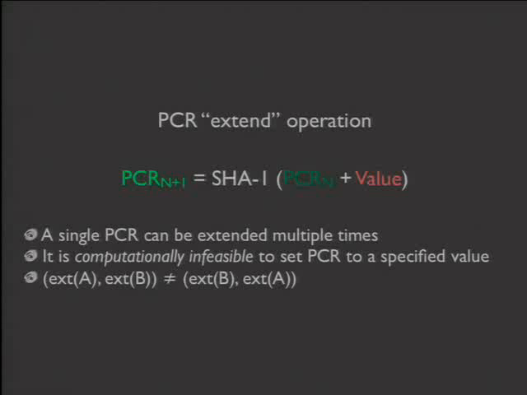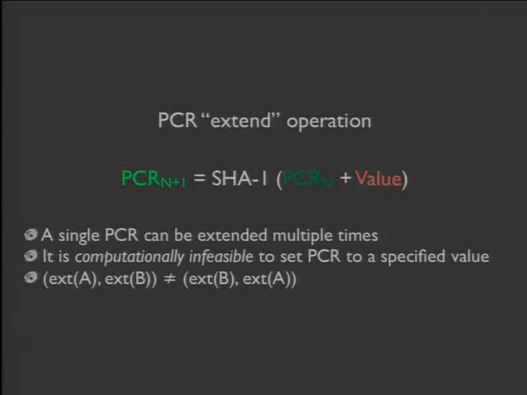So if we want to set a PCR to 0x11223344 or whatever, we cannot really do that. What we can do is only store values in a PCR and see what its value will be. And of course, if we extend a PCR with something and then extend it with something else, this is not equal to extending it with something else and then with the first thing. So this is used for sealing and unsealing operations.